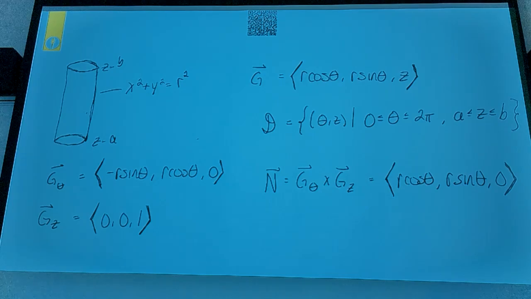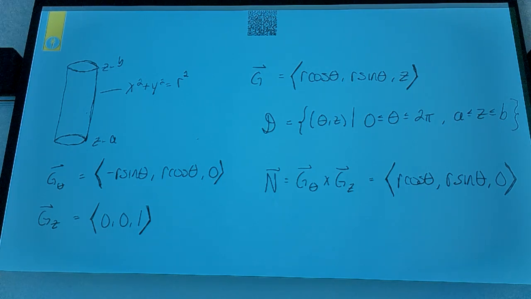So for instance, at pi over 4, positive root 2 over 2r, positive root 2 over 2r, 0, that's pointing away from the cylinder, right? If you're at 3 pi over 4, your first term is going to be negative, but that's fine because you want to be pointing in the negative x direction to point away from the cylinder, right? So even there it's pointing away from the cylinder. So no matter where you are on the cylinder, your vector will always be facing away from the surface. So that's why it's outward pointing.